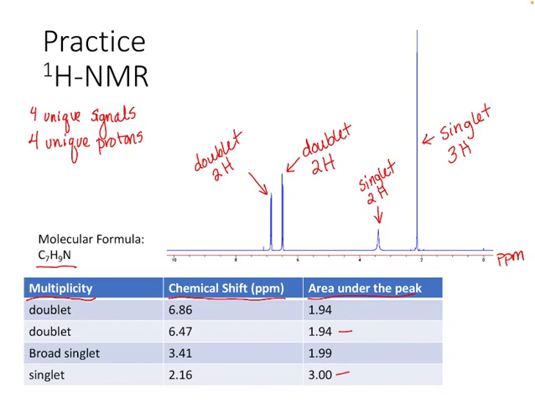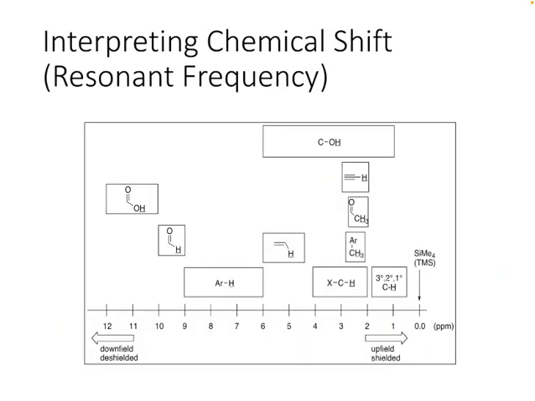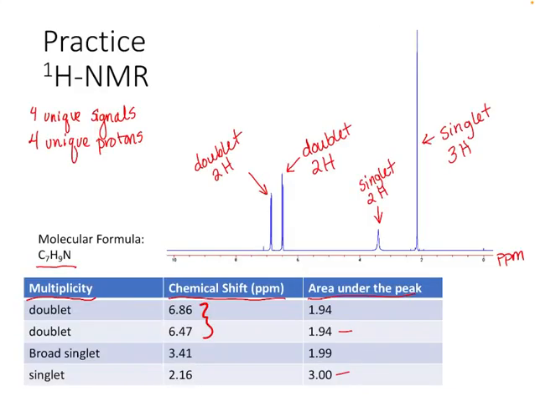Now, let's try to predict what functional groups are producing these signals. Let's start with our doublets that are at 6.86 and 6.47. Let's go back to our chart. They're in this region, which means that they're probably hydrogens on a benzene ring. Okay. So we're going to start piecing together what we could have here. I'm just going to draw a circle in the middle of my benzene ring because we know that the electrons in the pi bonds are delocalized.